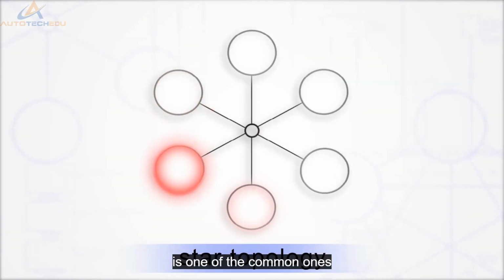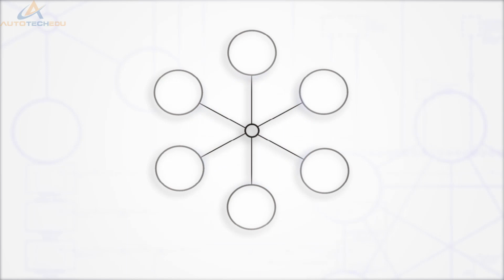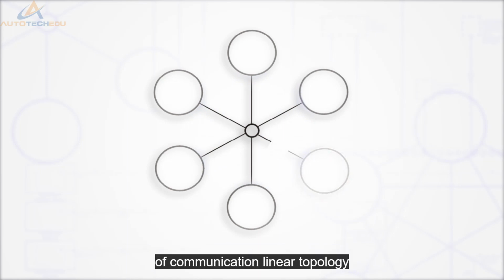Star topology is one of the common ones we use in low speed. As you can see, all of the modules are hooked up to a central point, or a star point. If any of the wiring is broken, it will cause a loss of communication.